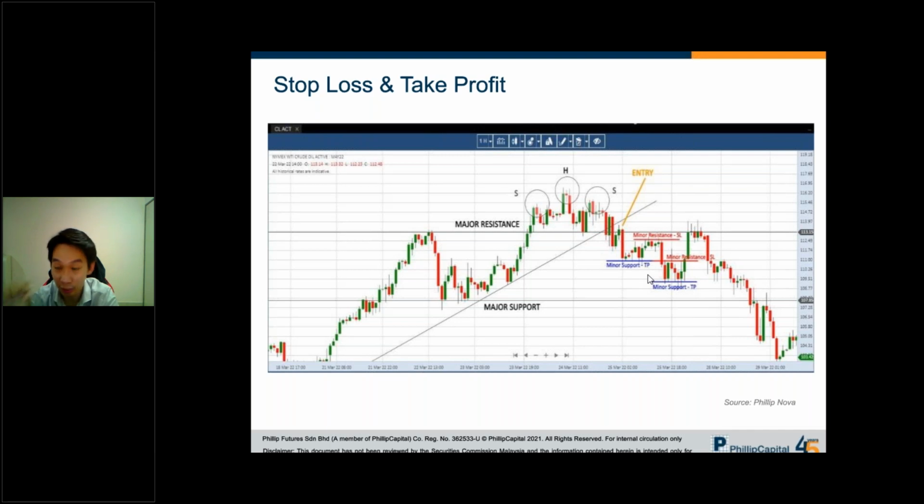Okay, to slightly minor resistance. If price really wants to break above the minor resistance, then there's no point. Then you are unlucky. The market really wants to go up. But if the market continues going down, in this case, the market really continues going down.